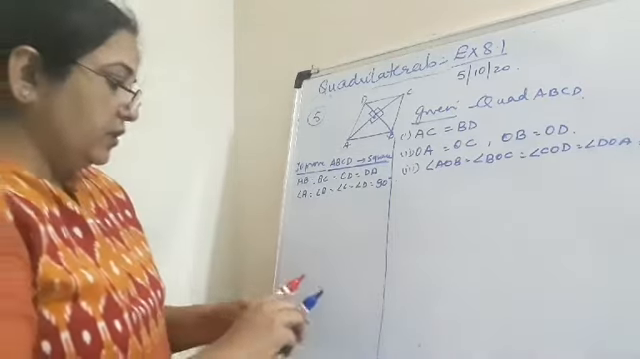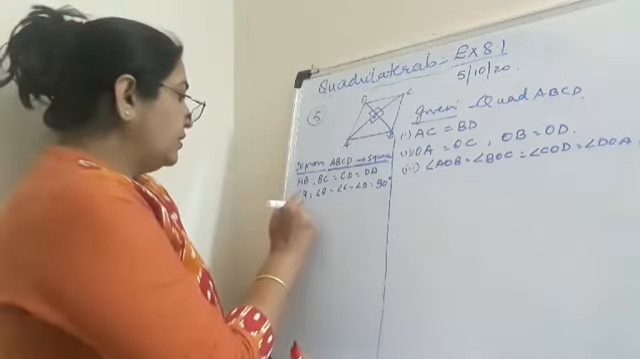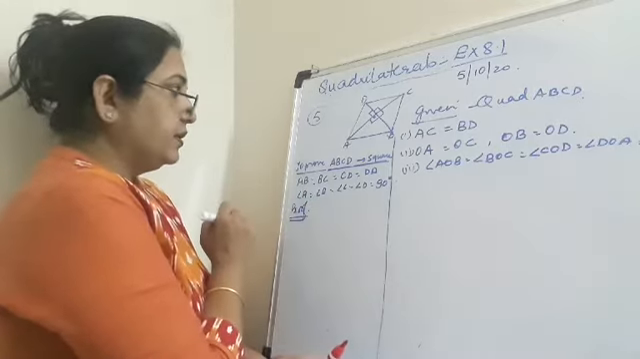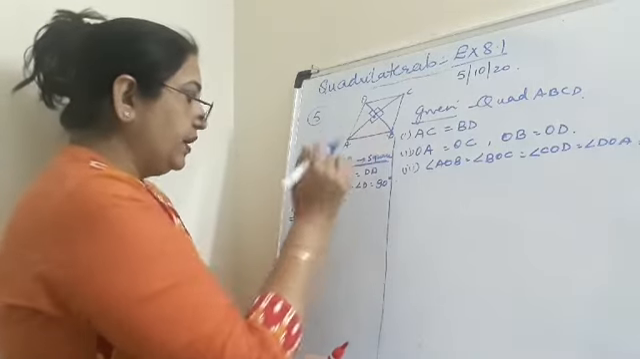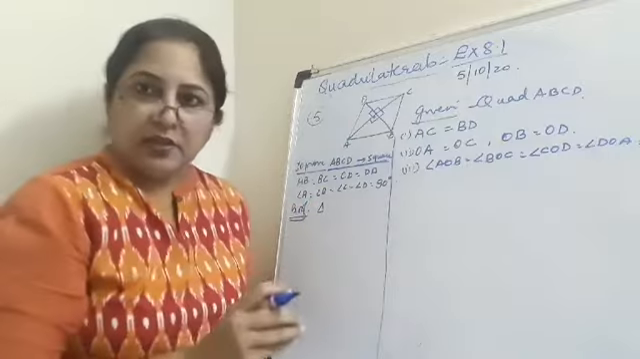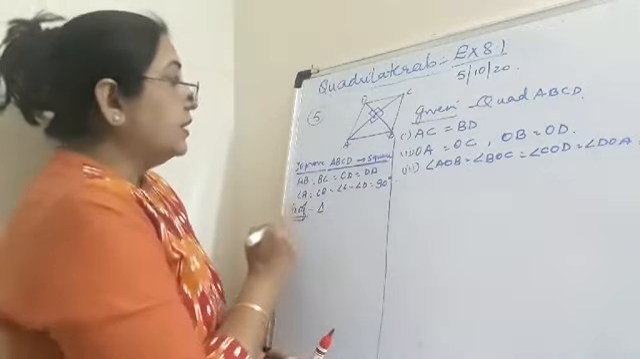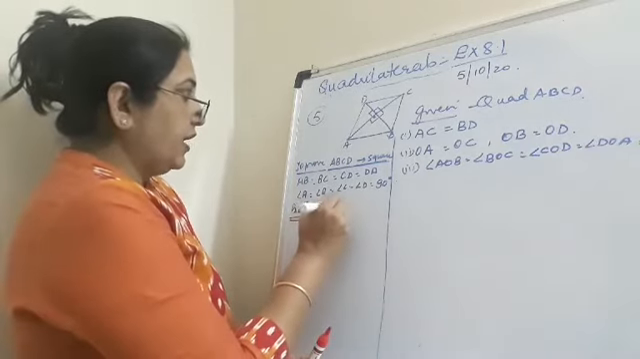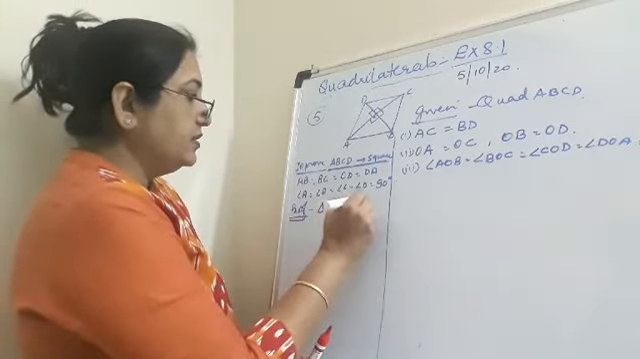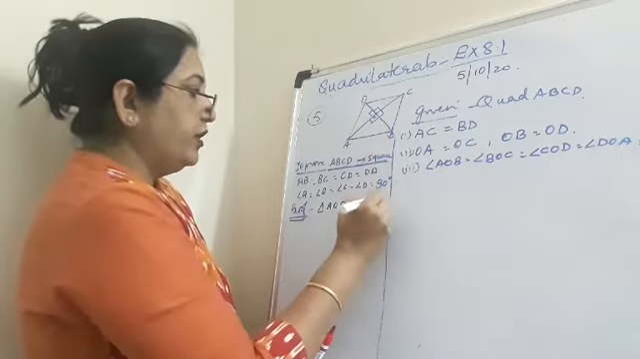Now let us start with the proof, and I will take up triangle AOB. This question has 3 to 4 parts, children. So let us understand it carefully. Triangle AOB and triangle COD.